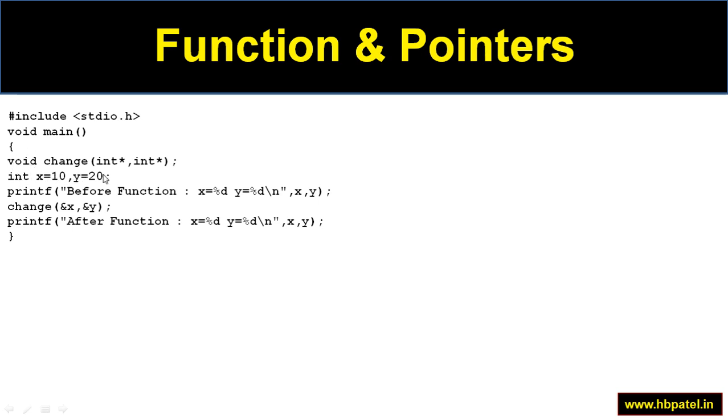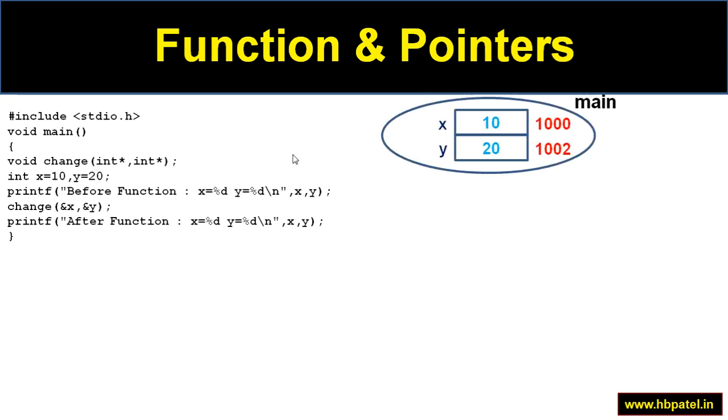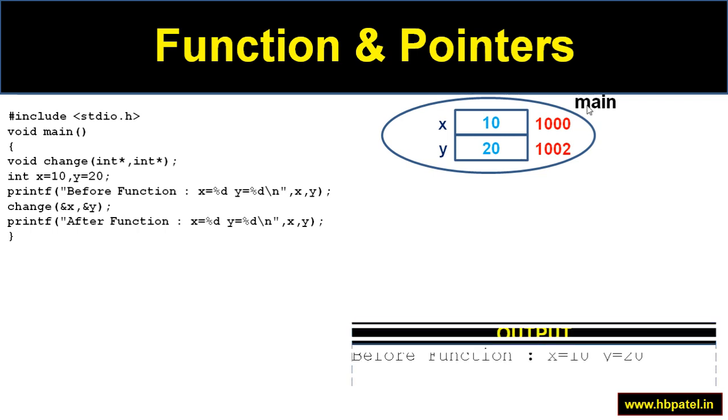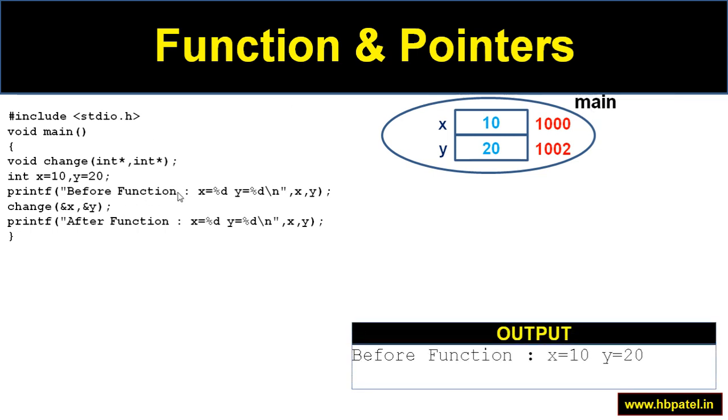Then I am having 2 variables, x equal to 10 and y equal to 20. Before calling the function, I am just printing the values of x and y. So it will print x equal to 10 and y equal to 20. So x and y are 2 variables in the main function. 10 and 20 are the values, and let's say these are the addresses, and this is my main function. If I print this before the function, it will give me x equal to 10 and y equal to 20.